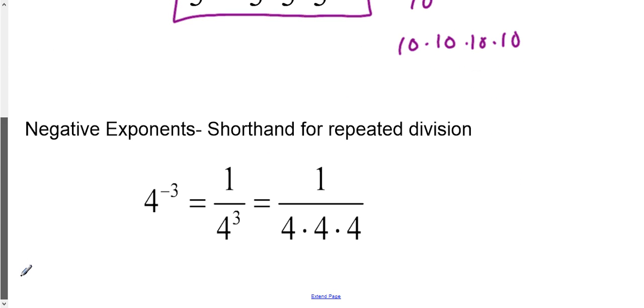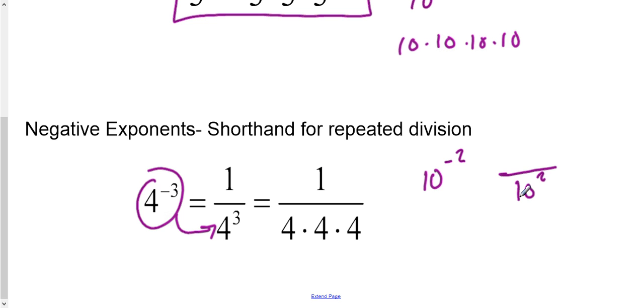The big one is negative exponents mean repeated division. So 4 to the negative third really becomes 1 over 4 to the third, 1 over 4 times 4 times 4. Meaning if you have anything, 10 to the negative second, that 10 to the second is now on the bottom of the fraction. And if you have nothing else to put there, we put a 1 on top for a placeholder.